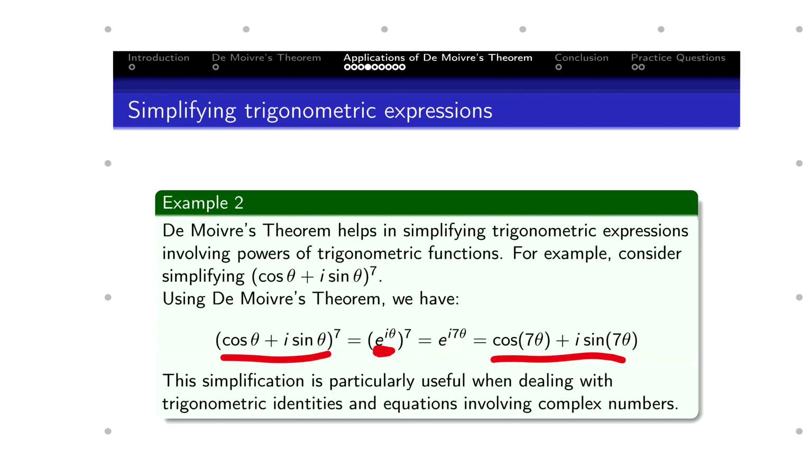And if you raise that to power 7 using indices, you get e raised to power i7θ. And this is the same thing as this expression. So it's really helpful to quickly do stuff with trigonometric expressions. This simplification is particularly useful when dealing with trigonometric identities and equations involving complex numbers. Okay? Now, let's see another form of simplification of trigonometric expressions.